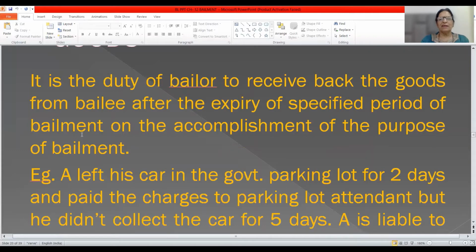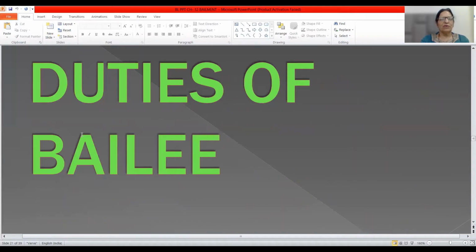It is the duty of the bailor to receive back the goods from the bailee after the purpose is over or after the period is over. So if A has left his car in the safe custody of his friend B for a week, then friends, it becomes his duty to take his car back after the week. So it is a duty of the bailor. He must receive back the goods from the bailee after the purpose is over. Now, duties of bailee, I would like to discuss.